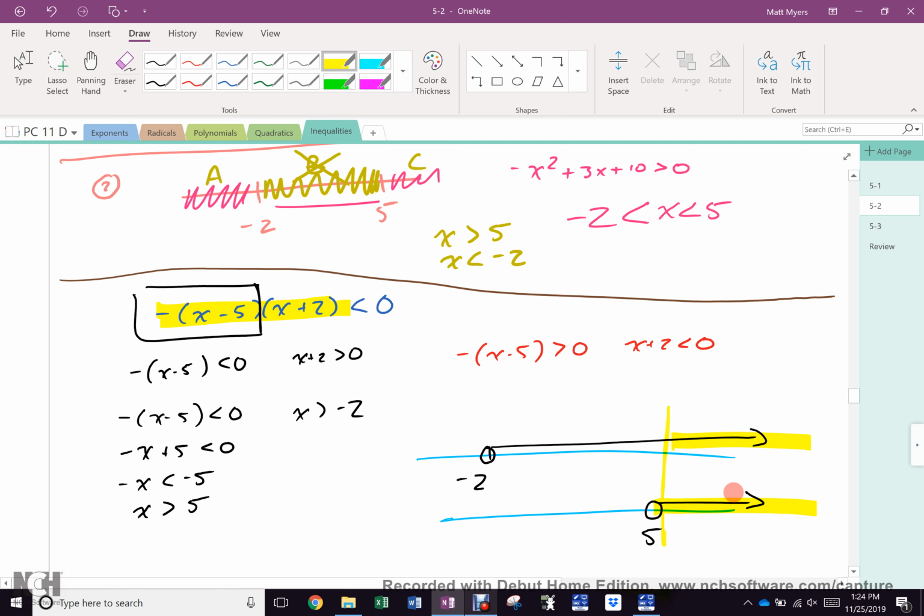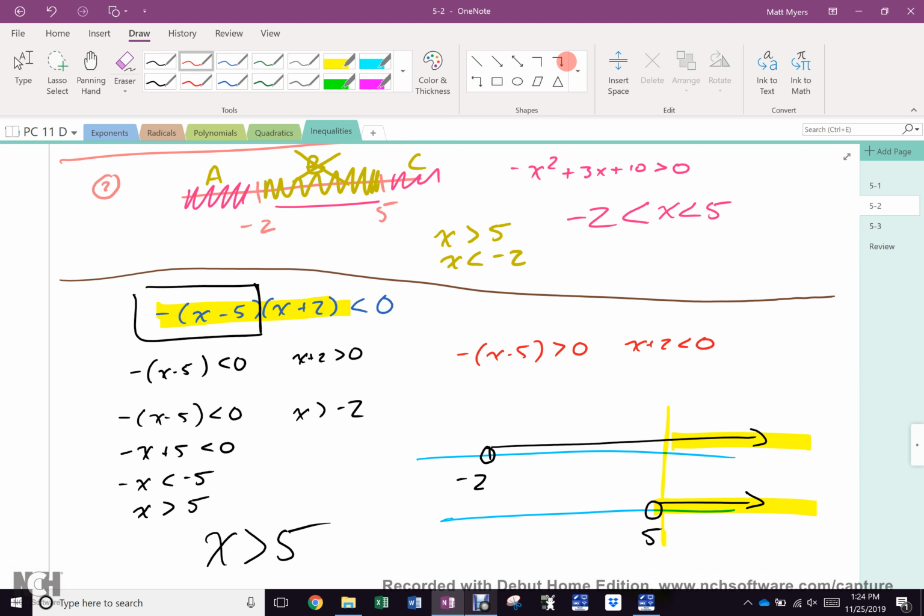Agreed? So I know that part of my answer is x. Didn't want that to be red. Part of my answer is x has to be greater than 5, yeah?